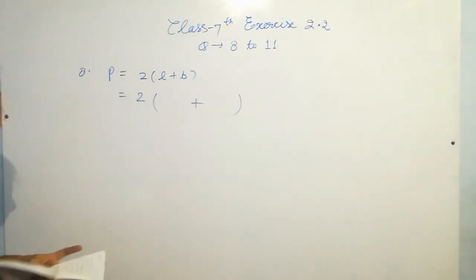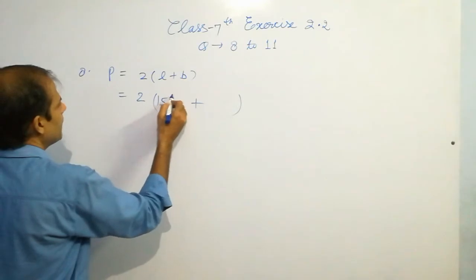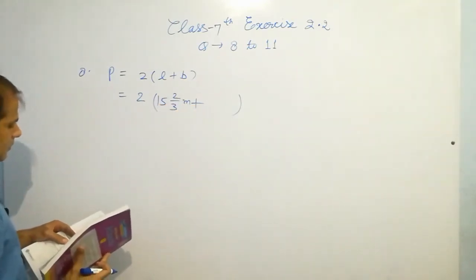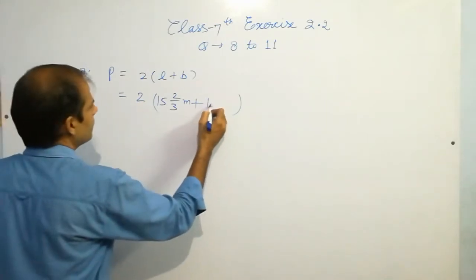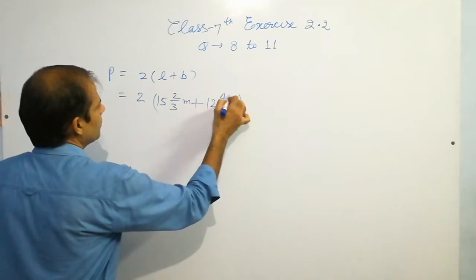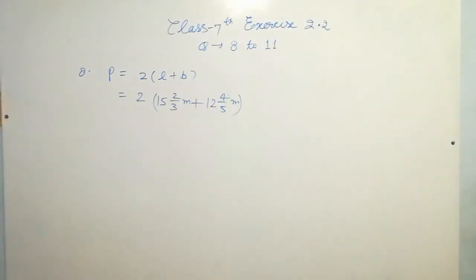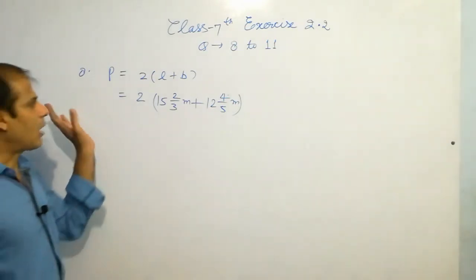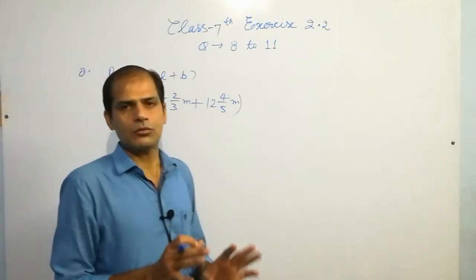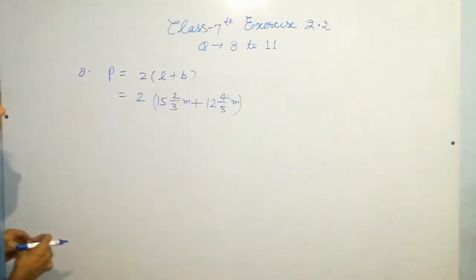So L is 15 and 2/3 meter and 12 and 4/5 meter wide. So check the values, 15 2/3 and 12 4/5. Okay students, now we have to solve this much only. If you solve just this, you will easily get the answer.